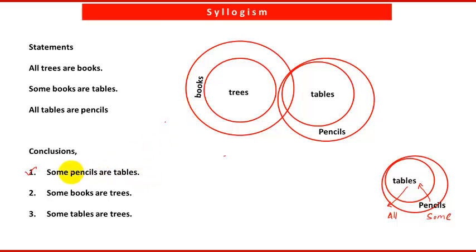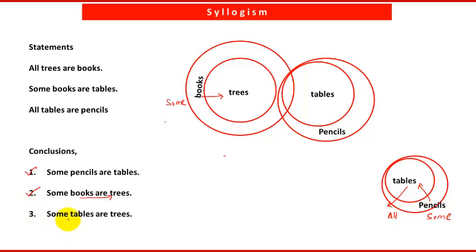Now the second conclusion is some books are trees. Here the trees circle is inside the book circle, and the conclusion is from books to trees. So books to trees, it means from outer side to inside. So when we go from outer side to inner side, we use the term some. So it will be some books are trees, and therefore this statement is true.